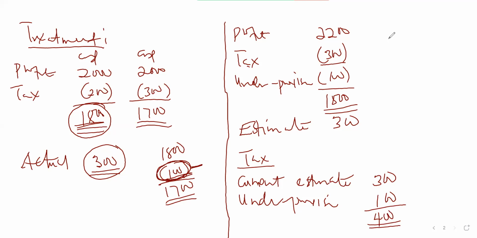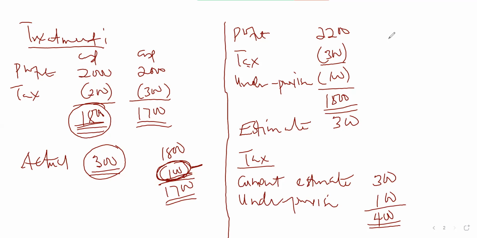What I'm trying to say is that whenever there is an under provision, it should be adjusted against the current year estimate. How do we adjust it? We add it to the current year estimate, because the under provision is going to reduce the profit and tax is also going to reduce the profit. So what we do is that we add the two and now use the whole figure, the one figure, to reduce our profits. So when there is an under provision, we add it to the current year estimate, which is the tax.